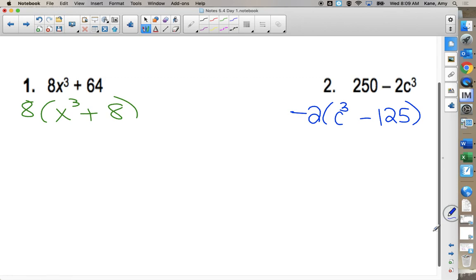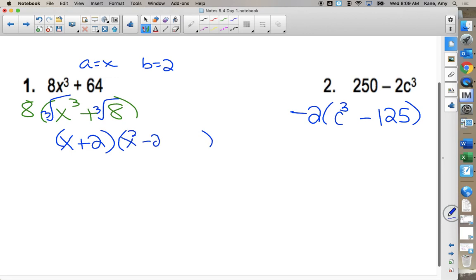Sadie, what's the cube root of x cubed? I got x. Plus 2. Good. So A is just x and the B is 2. And then Sadie, what does it look like in the next set of parentheses? X squared minus 2x plus 4.